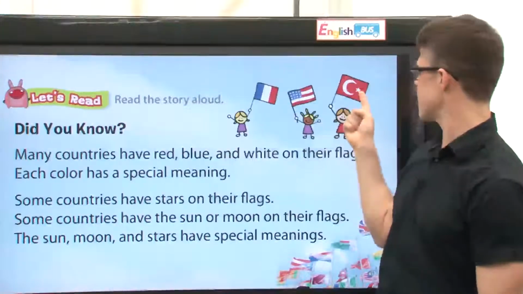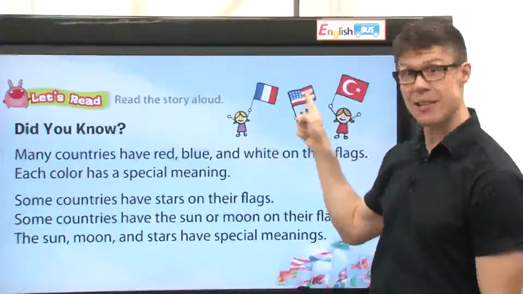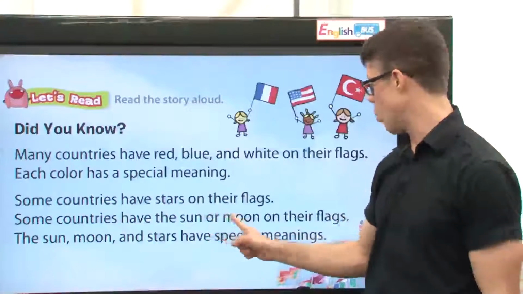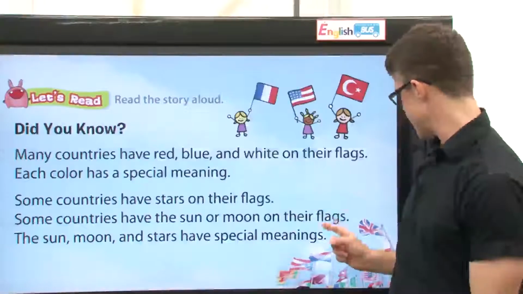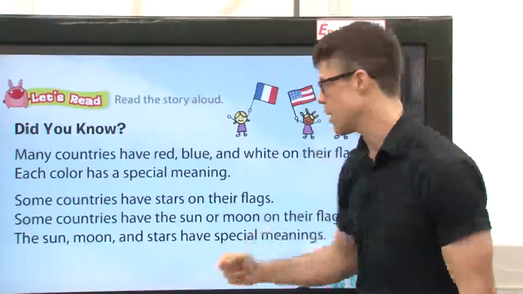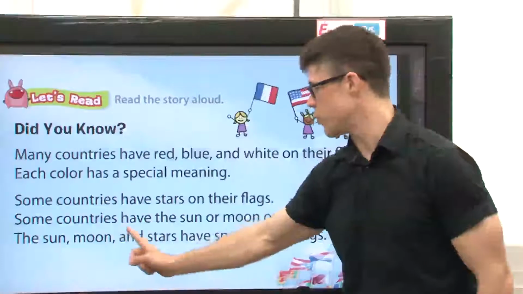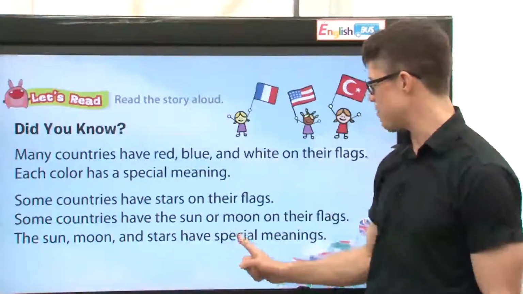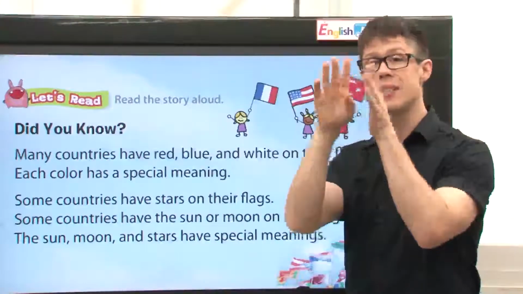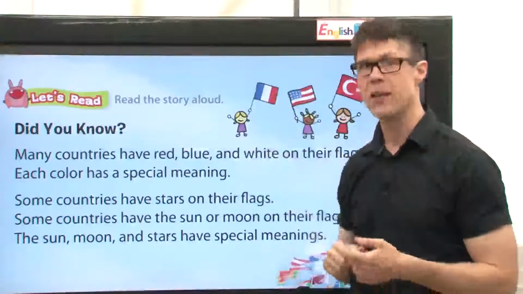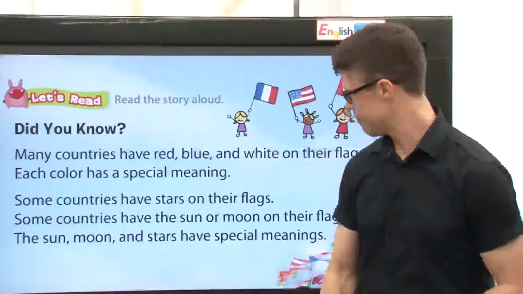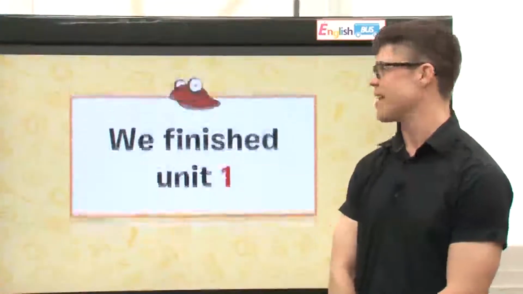Some countries have stars on their flags. See, this country has a star. This flag has many stars. Some countries have the sun or moon on their flags. Yes, this country right here has a moon on the flag. The sun, moon, and stars have special meanings. Korea's flag too has the taeguki on the flag. The taeguki has special meaning. And that is everything for Unit 1.